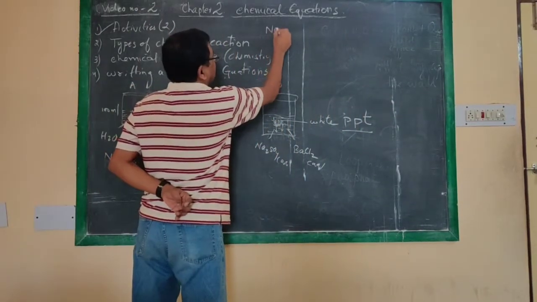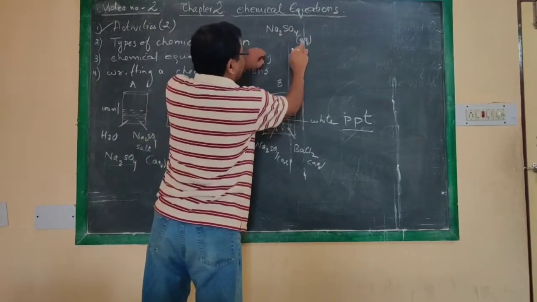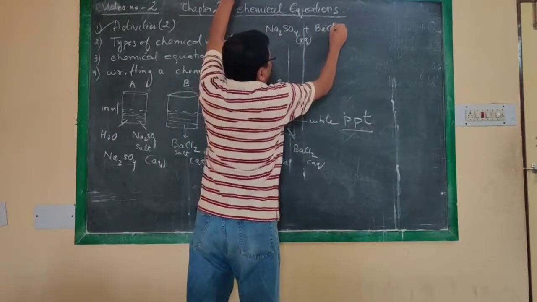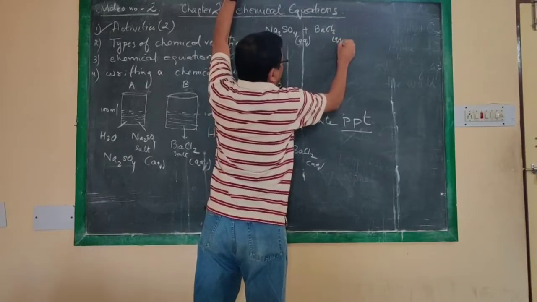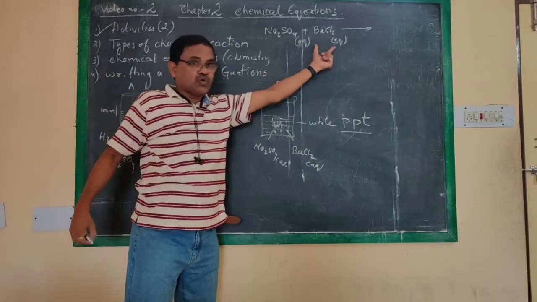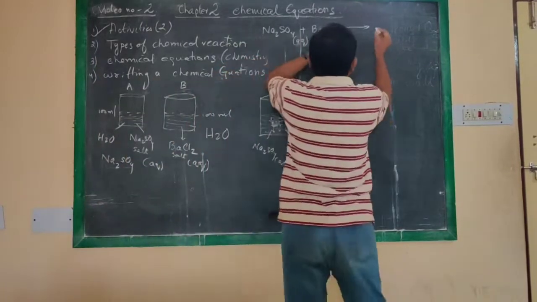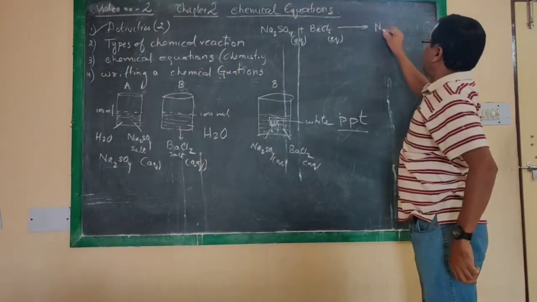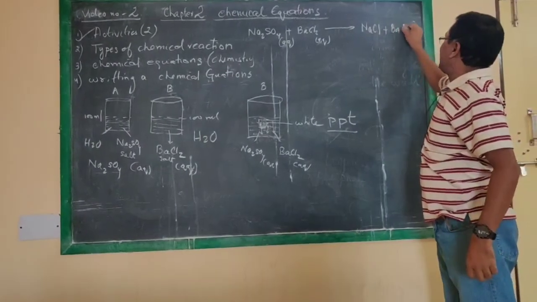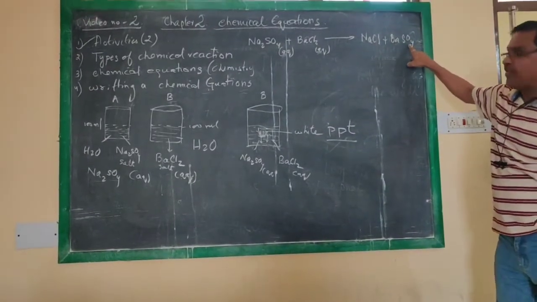We have sodium sulfate, that is Na2SO4, which is an aqueous salt mixed with water, plus we have another solution, that is BaCl2 aqueous. Both aqueous solutions are combined in this beaker B. What does it form? We get here NaCl plus BaSO4. That means sodium chloride and barium sulfate.